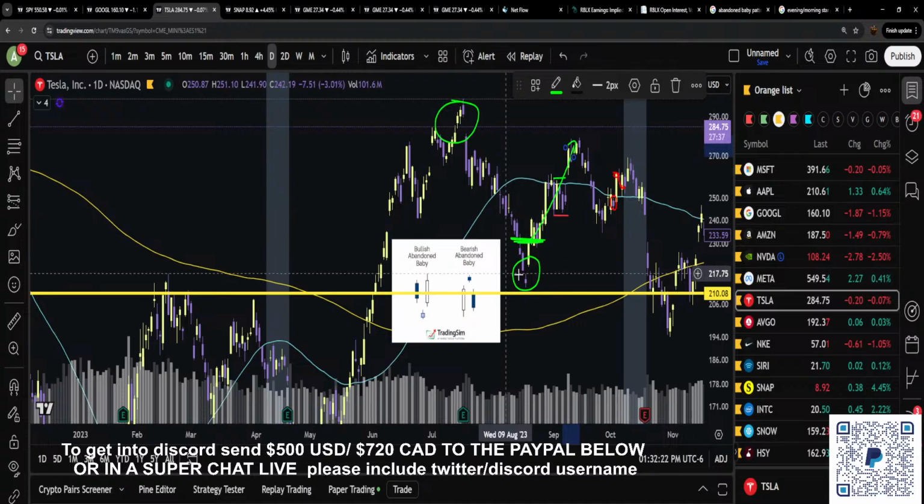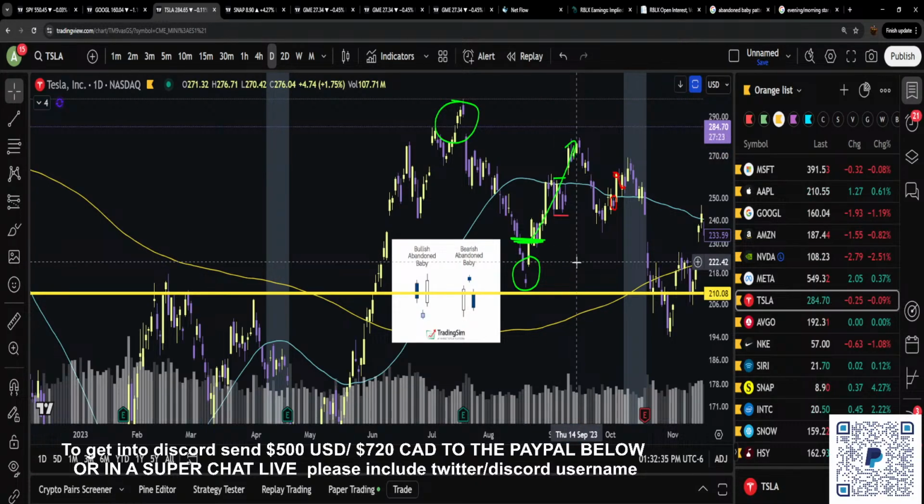And that's what we got here with Tesla, a really, really nice reversal, right? So pretty cool to see the abandoned baby there on Tesla that took place back in August 2 years ago. All right, so that's what a bullish abandoned baby looks like.